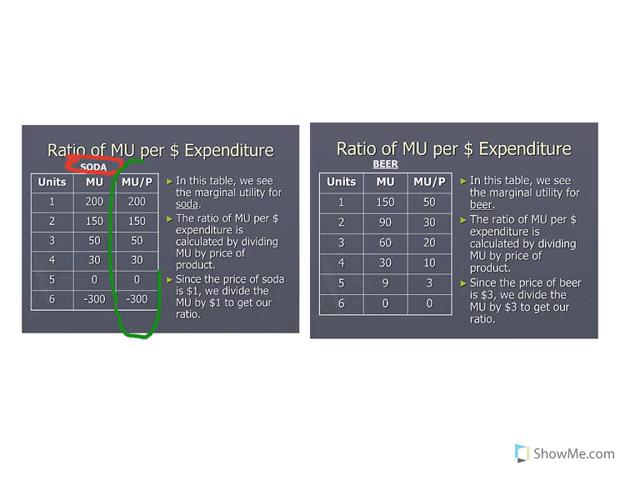Now recall, soda was the cheapest beverage. It was only $1. So the numbers in our column for marginal utility divided by the price are actually identical to the figures in the marginal utility column because we were just dividing by 1 each time.